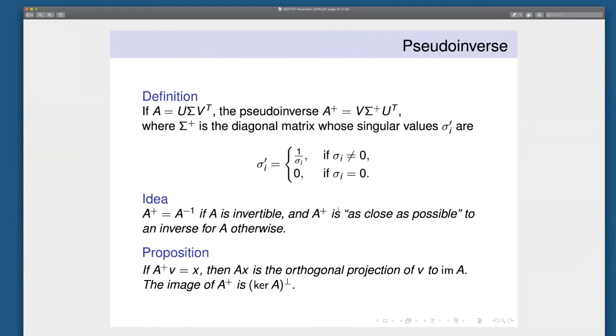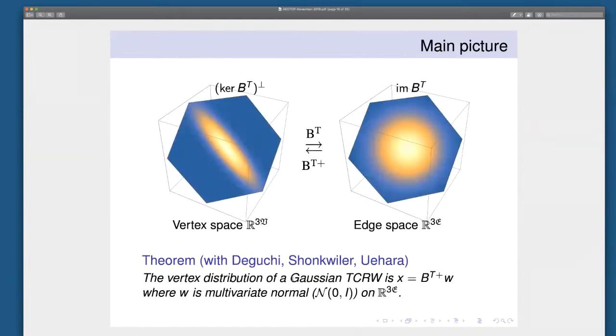So if A plus V equals X, then it's not the case that AX equals V, but AX is the closest vector in the image of A to V. That's the orthogonal projection of V to the image. And in fact, going this way, the image of A plus is the orthogonal complement of the kernel of the matrix A. So here's the model.